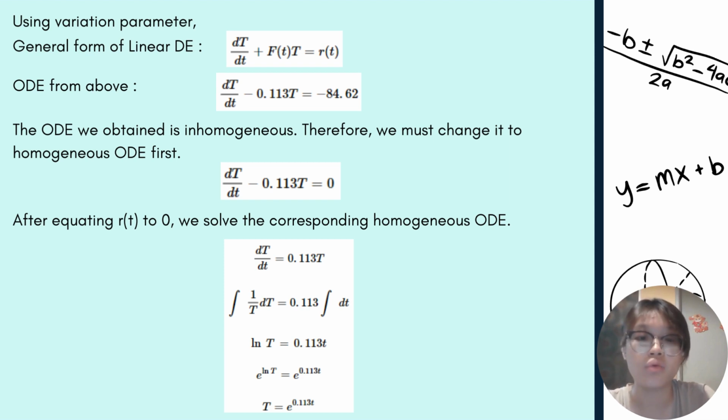Therefore, we must change it to a homogeneous ODE first, which is 0 for the R(t) value. So this will be our homogeneous ODE, which is dT/dt - 0.113T = 0. After equating R(t) to 0, we solve the corresponding homogeneous ODE. dT/dt equals 0.113T, and then we integrate both sides. We will get ln T equals 0.113t, and we add the exponential here, and the final T we get is T = e^(0.113t).